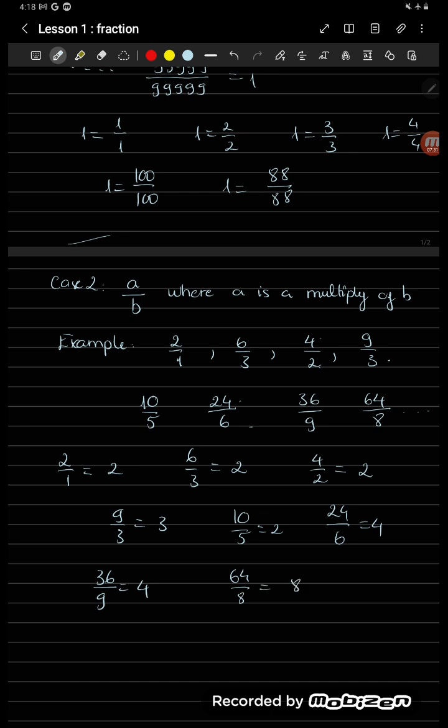Also due to this property, you can always write any whole number as a fraction, such that the whole number is the result of the numerator divided by the denominator. For example, if I take the whole number 2, I can write 2 as 2 over 1. I also can write 2 as 4 over 2. 2 we can write as 6 over 3.